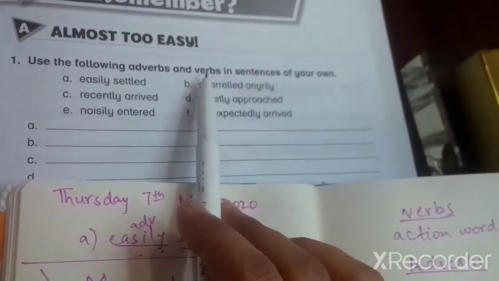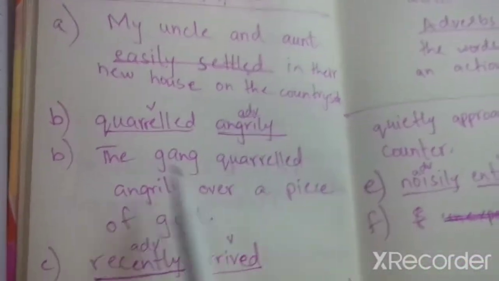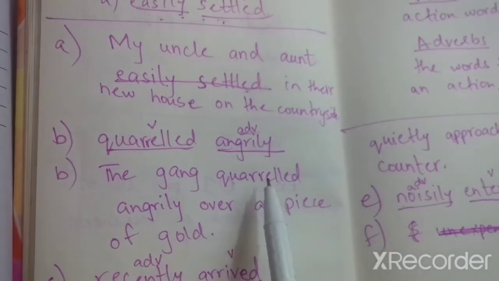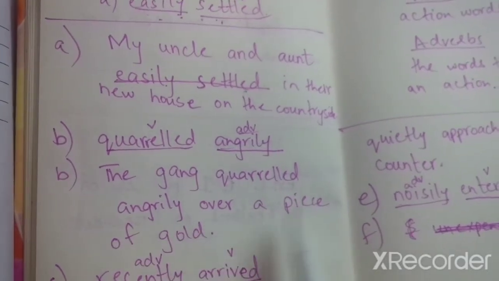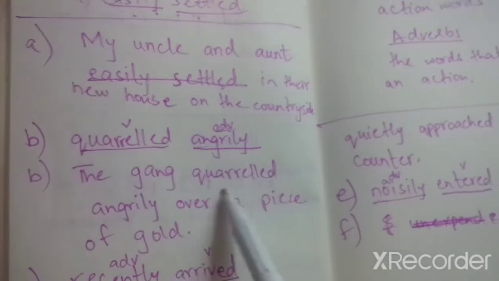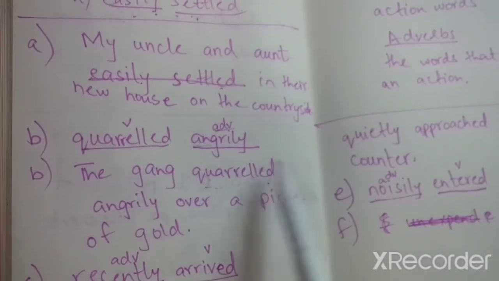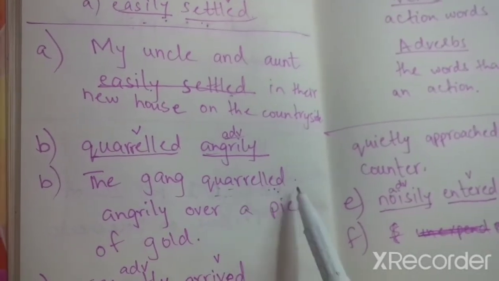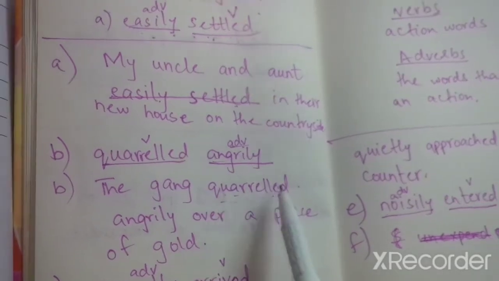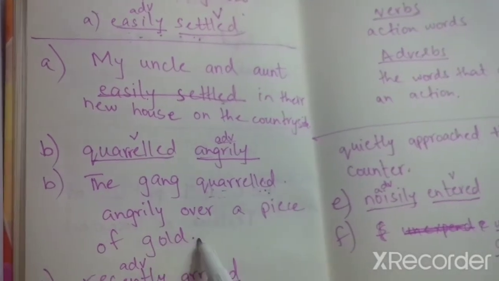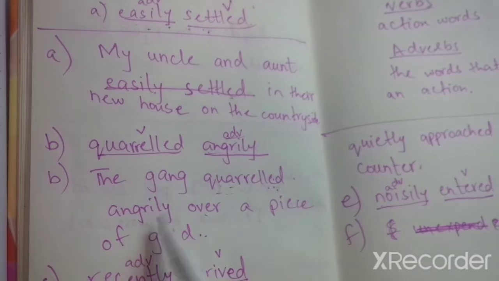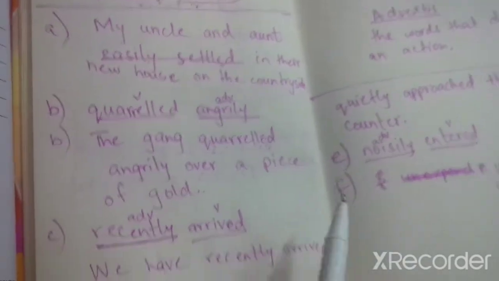The B part was quarreled angrily. So the gang quarreled angrily over a piece of gold. Now quarrel means to fight, and quarreled is the past tense of quarrel. So quarreled angrily over a piece of gold. Now the meaning of this phrase is visible in the sentence.